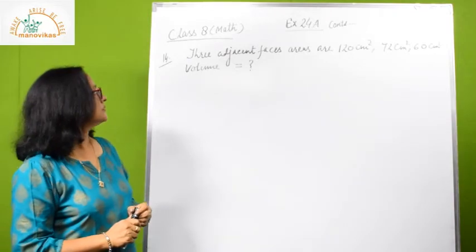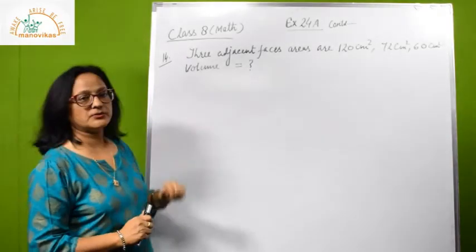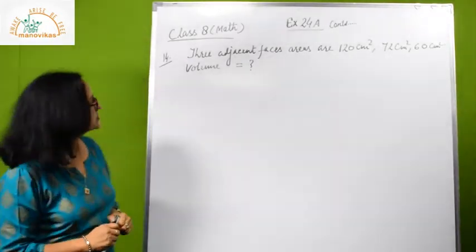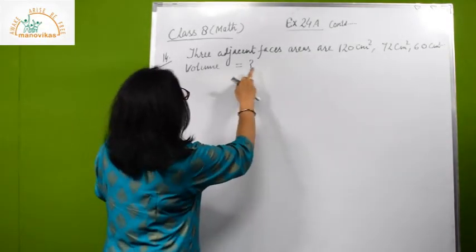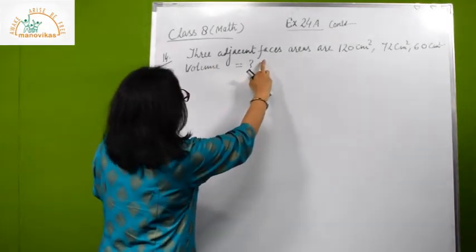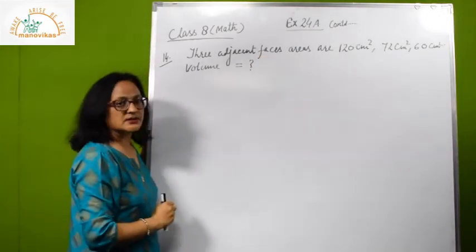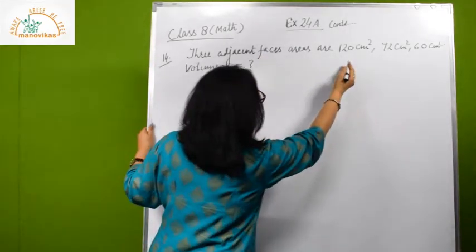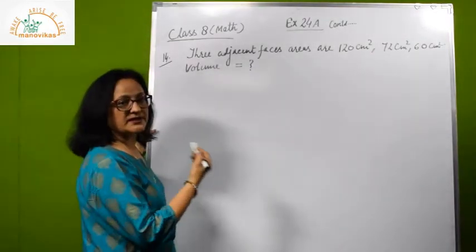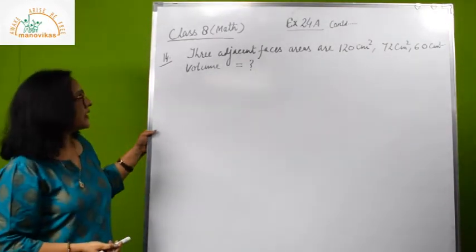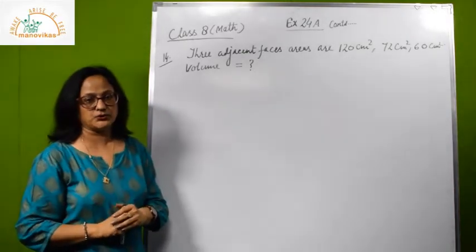Now I am going to do question number 14. In this question, there are areas given, and these areas are of 3 adjacent faces. 3 adjacent faces areas are 122 centimeter square, 72 centimeter square and 60 centimeter square. You have to find the volume.